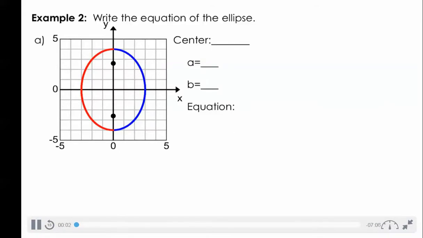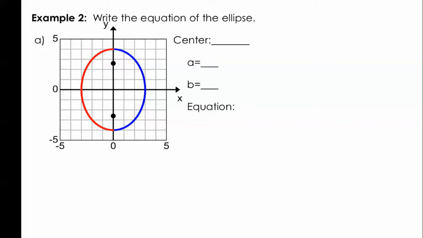Let's take a look at how to write the equation of an ellipse. There are two examples in this video, example 2A and B from your notes, one where the ellipse is centered at the origin and the next one where the ellipse is shifted. In order to write the equation of an ellipse, you need the A value, the B value, and the center. So the first thing you'll try to find is the center.